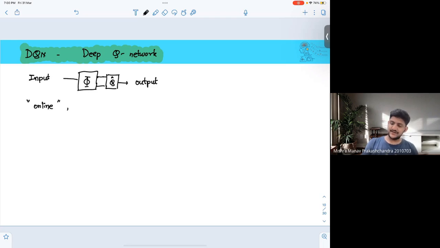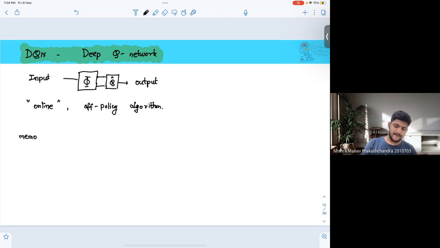And since DQN employs Q learning at its core, it's an off policy algorithm. Now what you do is, for this online computation also, let's say you have a memory.